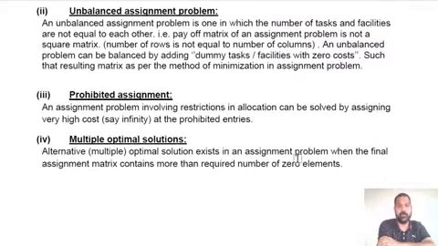Okay, that is one, maximization objective. Unbalanced assignment problem. An unbalanced assignment problem is one in which the number of tasks and facilities are not equal to each other. That is, the payoff matrix, which is basically your cost matrix, of an assignment problem is not a square matrix. The number of rows is not equal to the number of columns. An unbalanced problem can be balanced by adding dummy tasks or facilities with 0 costs. So you add a dummy row or a dummy column with 0 costs, such that the resulting matrix is square. Now the resultant matrix can be solved as per the method of minimization in an assignment problem.